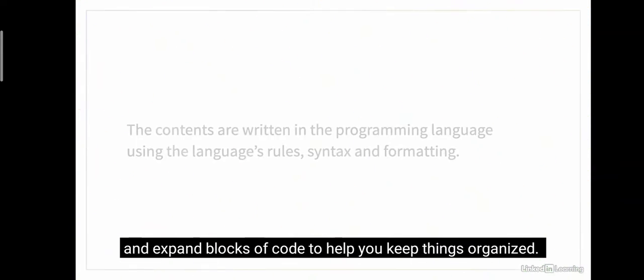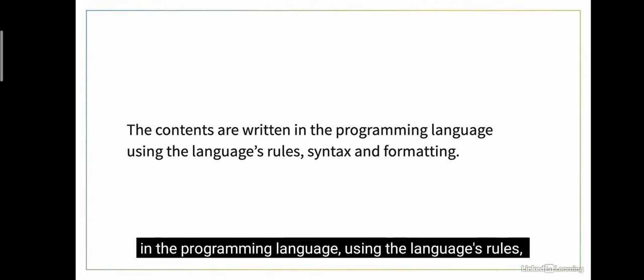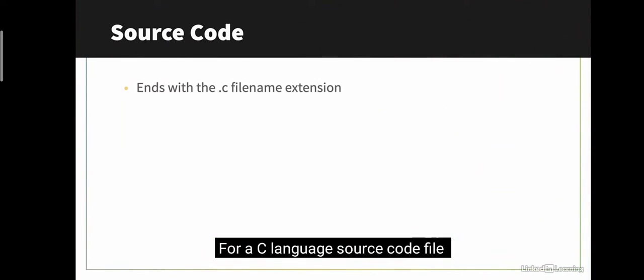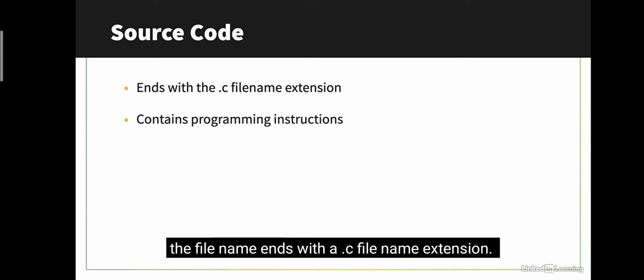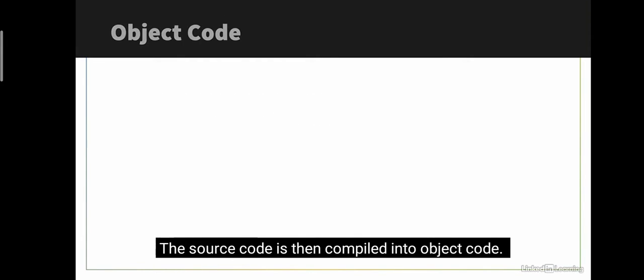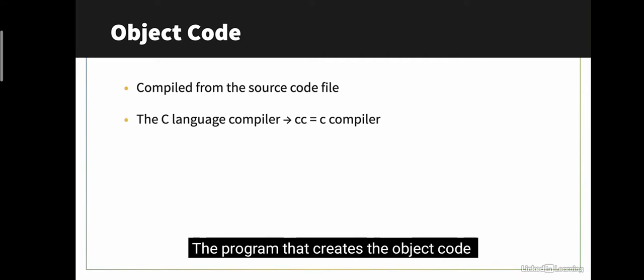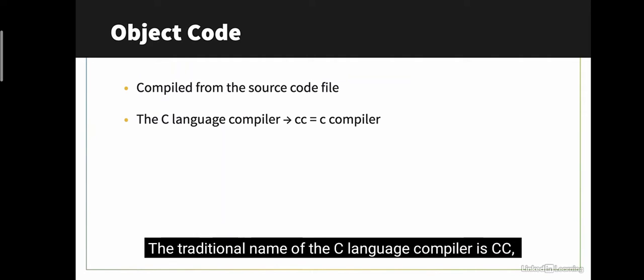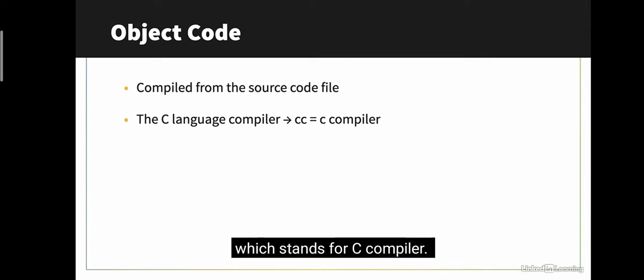The contents of the text file are written in the programming language using the language's rules, syntax, and formatting. For a C language source code file, the file name ends with a .c filename extension. The source code is then compiled into object code. The program that creates the object code is called a compiler. The traditional name of the C language compiler is CC, which stands for C compiler.